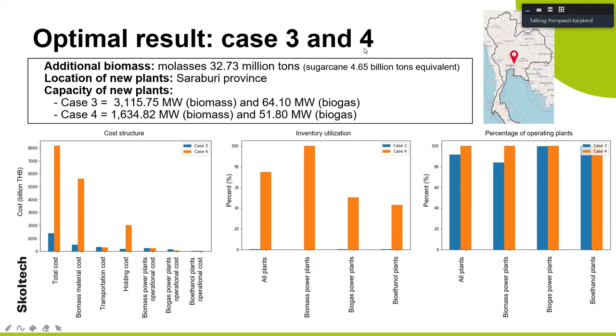While in case 4, the new biomass power plant capacity is 1,600 megawatt, and the new biogas power plant capacity is 51.8 megawatt, which is also located here, in Saraburi province. The total cost of case 4 is about 8,000 billion THB, but the inventory utilization of case 4 is higher, about 84%, and the percentage of operating plants is 100%.